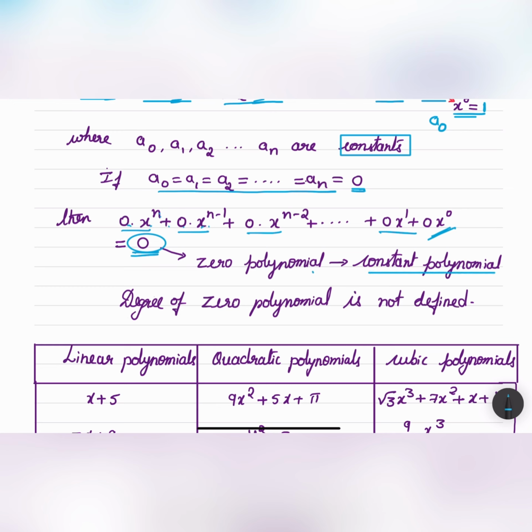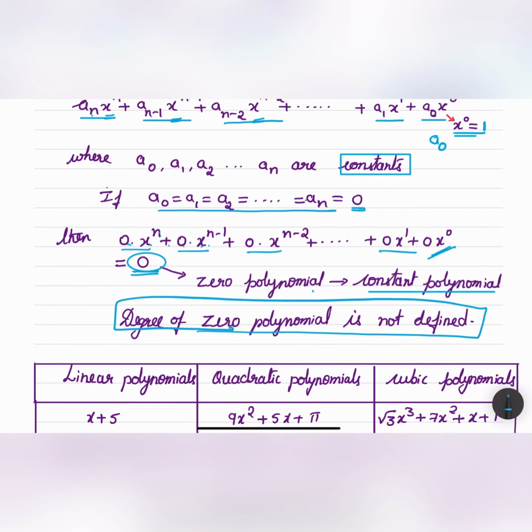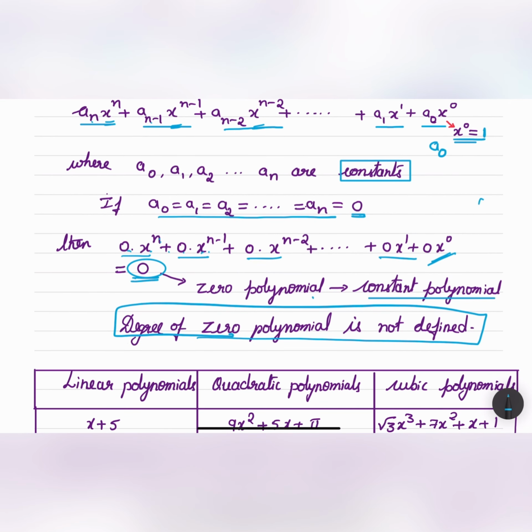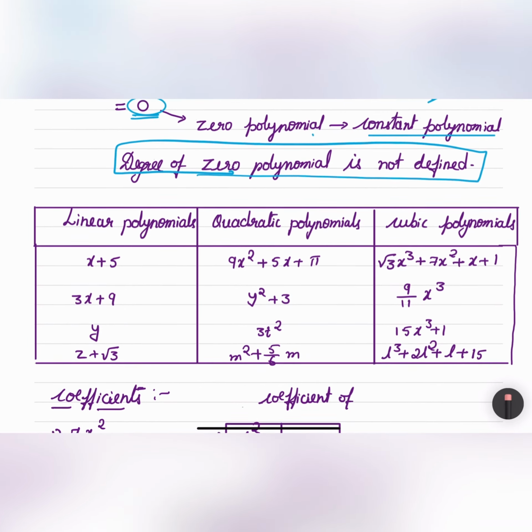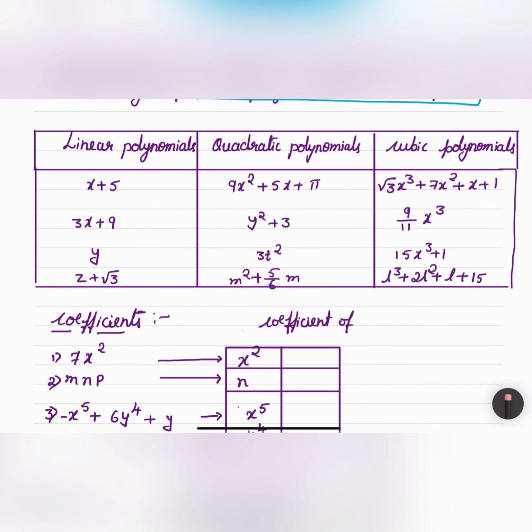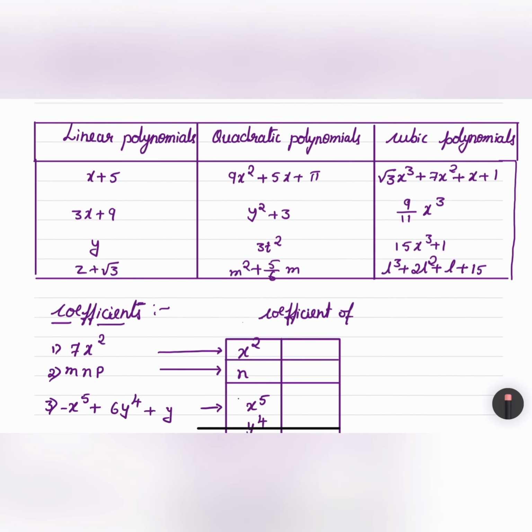Alright. Now, the degree of the zero polynomial is not defined. We have to remember this. The degree of the zero polynomial is not defined, but the degree of a constant polynomial is defined and it is 0, right? The degree is 0 for a constant polynomial, but for the zero polynomial, it is not defined. We will go for the next one.